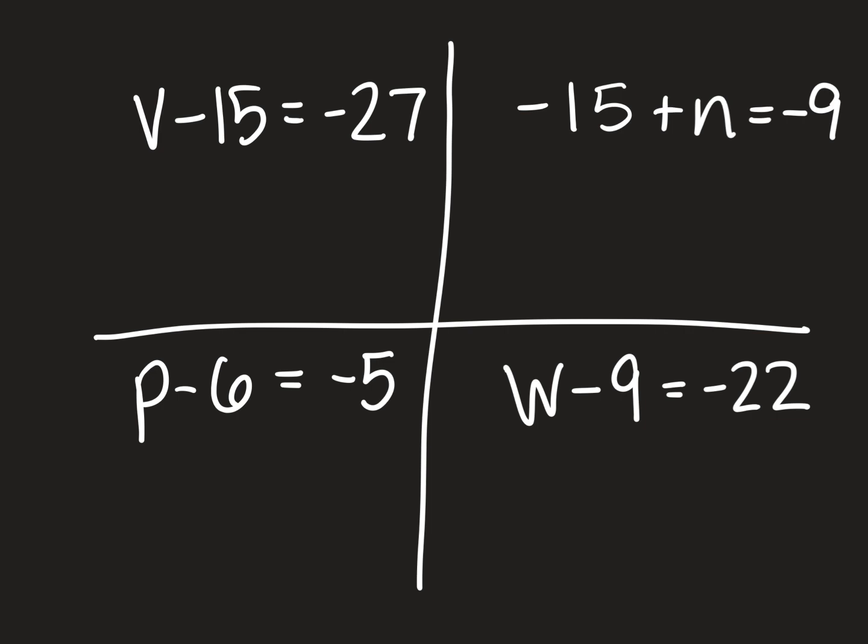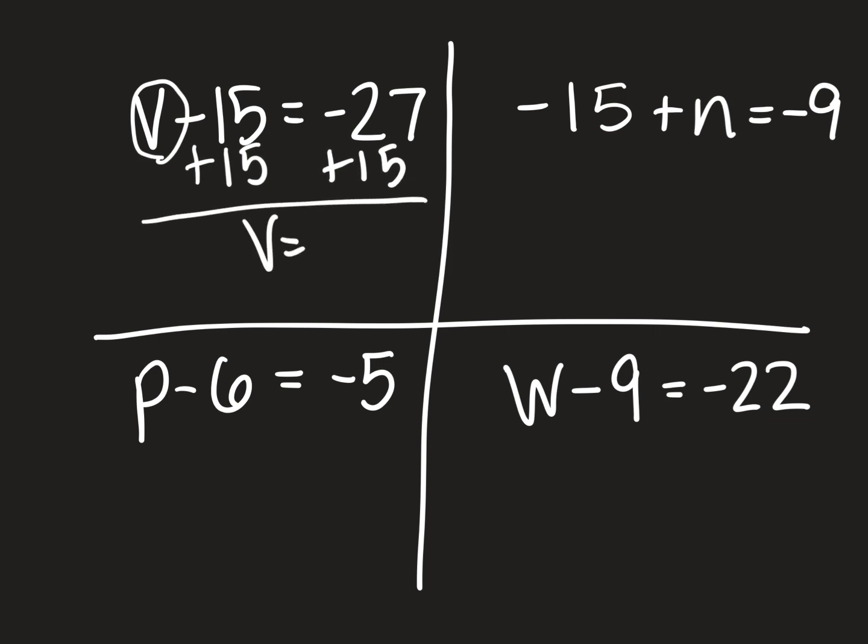So for the first problem here, in order to isolate the variable v, we are going to do the opposite operation of subtracting 15 and add 15. When we add 15 to a negative 27, we get negative 12.